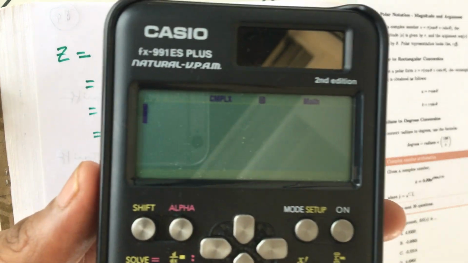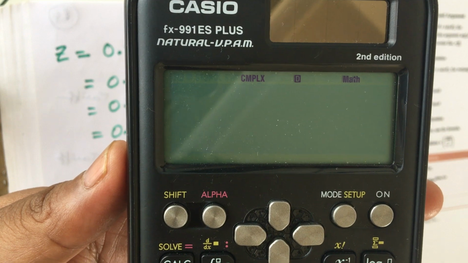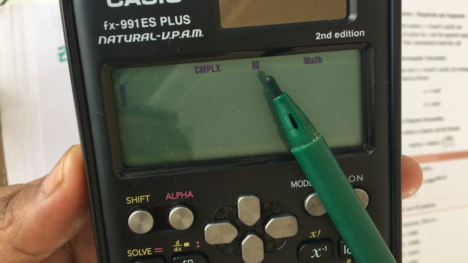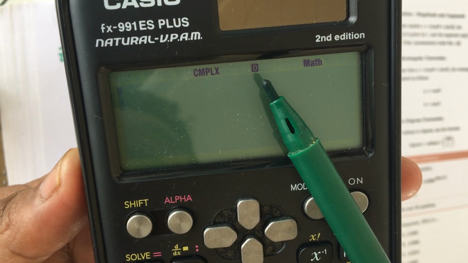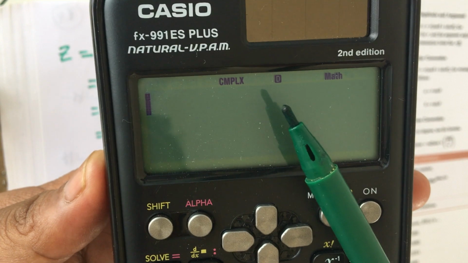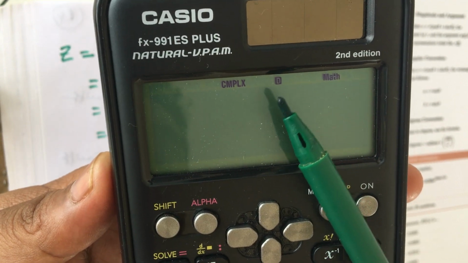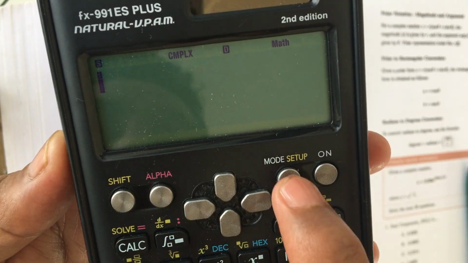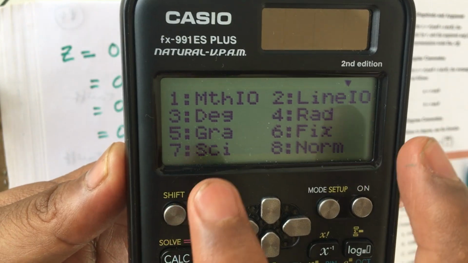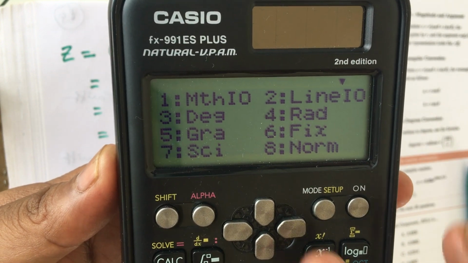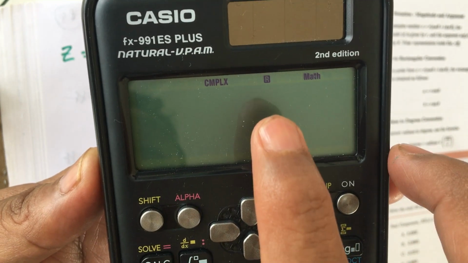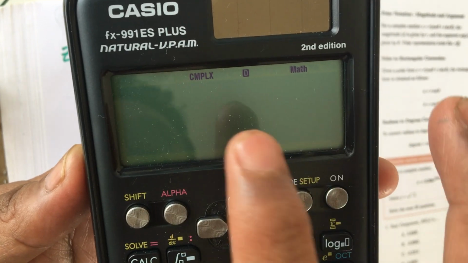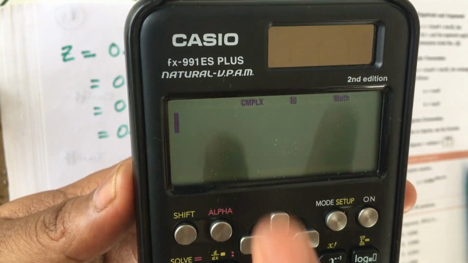Let me show that here. At the top of the line, CPLX is written. That means you are in complex mode. And D is activated, that means degrees. Degrees, radians and gradients are available. Make sure that you are in complex and D. How to change this? I have to use shift and setup. Here 3 is degrees and 4 is radians. If I press 4, you can see radians. Otherwise, if I press 3, it is in degrees. So make sure that you are in this mode, complex and D.